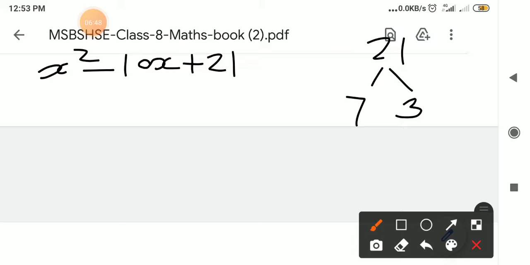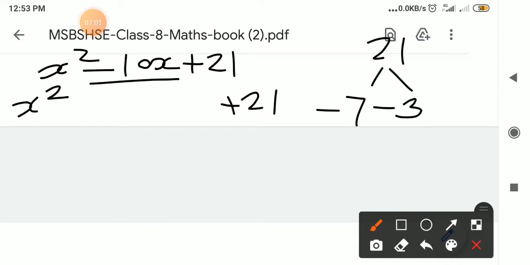Okay, so here plus 21 we want and minus 10. So minus 3 minus 7 is the 10, as I told you before only. First term write here as it is, last term also you have to write as it is, only you have to change the minus 10x. 10x we have to change with the minus 7x and minus 3x.